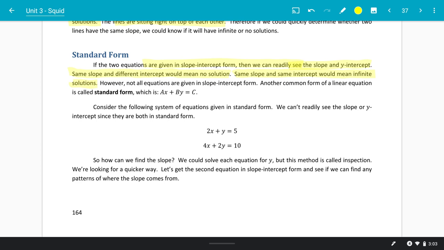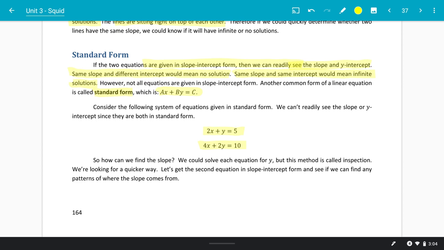But not all equations are given in slope-intercept form. Another common form of a linear equation is standard form. And remember, that's ax plus by equals c. Ax plus by equals c. Considering the following system of equations given in standard form, we can't readily see the slope or the y-intercept of either of those.